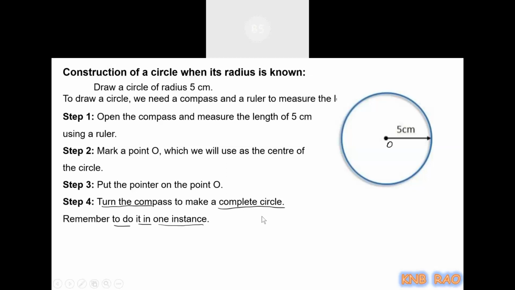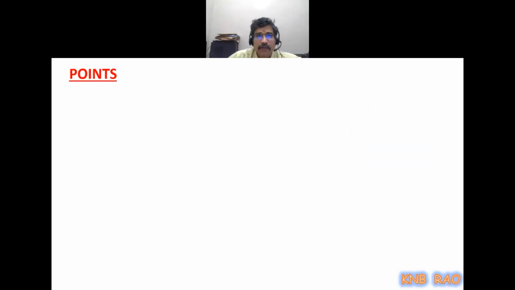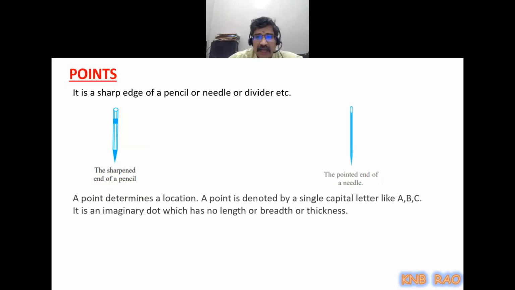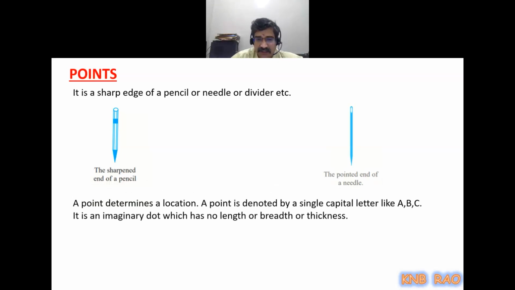So, turning the compass to make a complete circle, we learned. Then moving on to the meaning of important words. You know the word point or points. It is the sharp edge of a pencil or needle or a divider, and this is normally represented with capital letters. So remember, children, letters which I use to represent a point must be capital letters. I used to represent the center O, which was a capital letter.